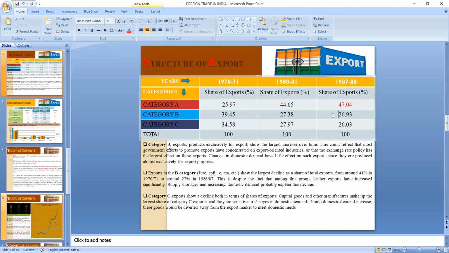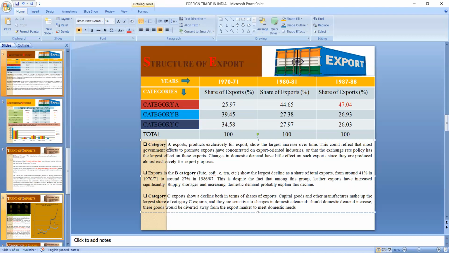there was a declining trend. From 39.45% under category B, the share of export had declined to 26.90%, whereas category C had declined from 34.58% to 26.03%. So over the years, there was improvement before liberalization. There is improvement under category A, but we experienced a declining rate of category B and category C. Let's see the causes.